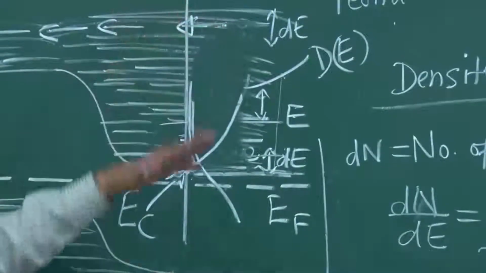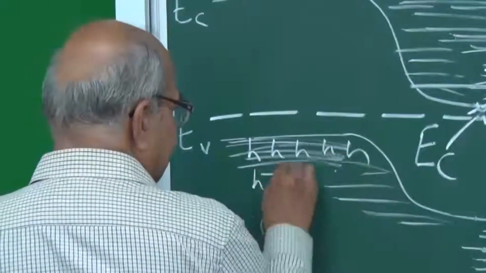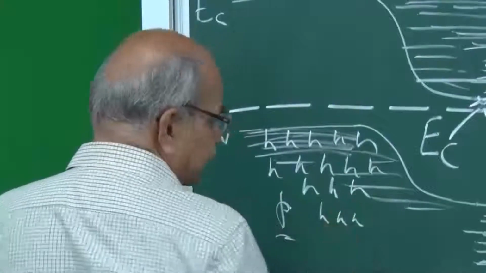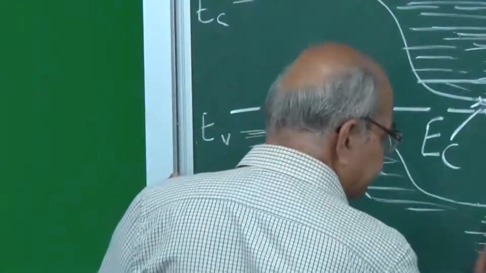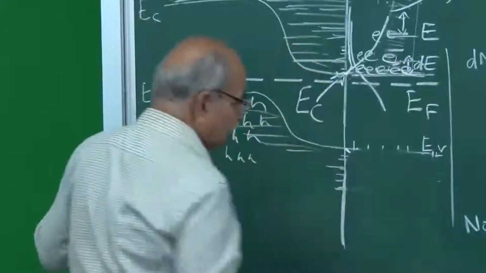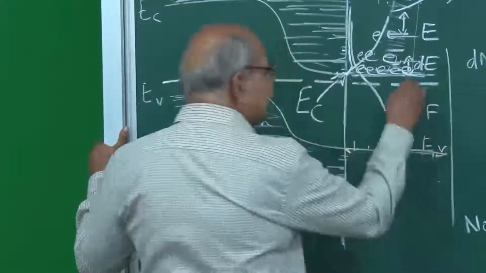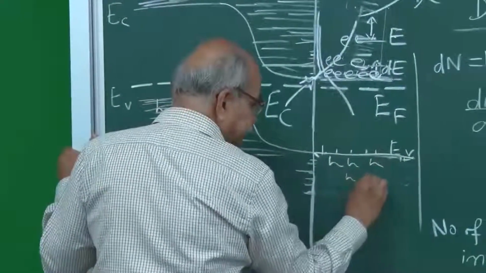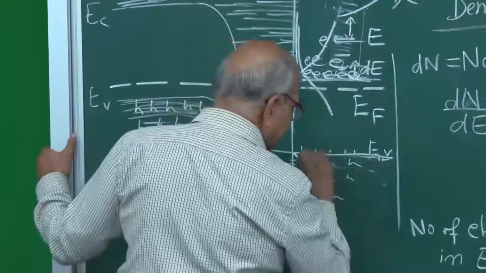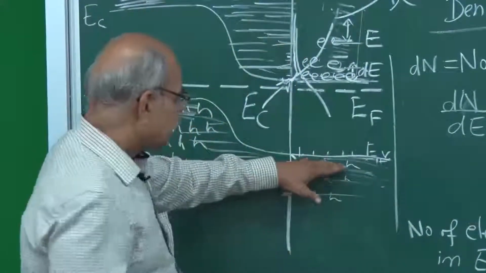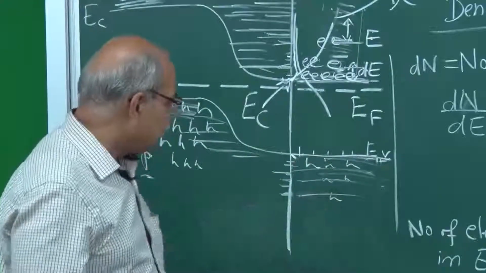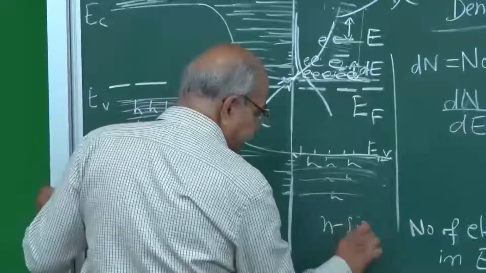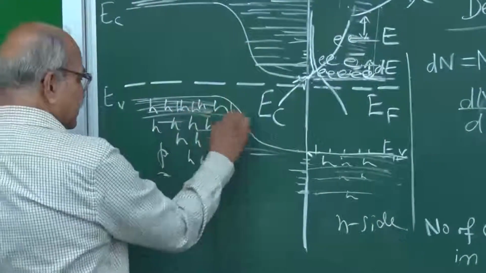Similar will be the case with holes. Large number of holes here. The distribution will be like this. Here let me modify this. Since this is the n side, the Fermi energy is very, very far away, so you have very small number of holes here, like this. The distribution is similar. You have larger number here, lesser number here, lesser number here, but total number of holes is very, very small here because this is your n side. And here you have large number of holes because this is the p side.